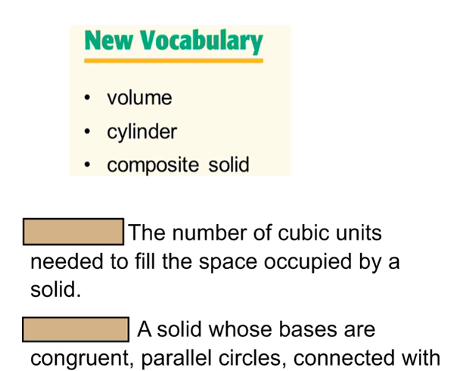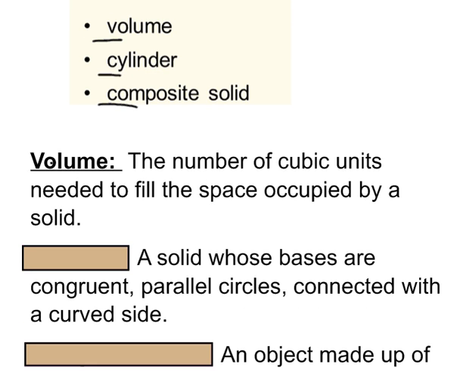Of course, we have a few definitions we have to do. We have to define the term volume, cylinder, and composite solid. So let's start with volume. Volume is the number of cubic units needed to fill a space occupied by a solid. It's how much material can be fit inside of it. A cylinder is a solid whose bases are congruent, parallel circles connected with a curved side.